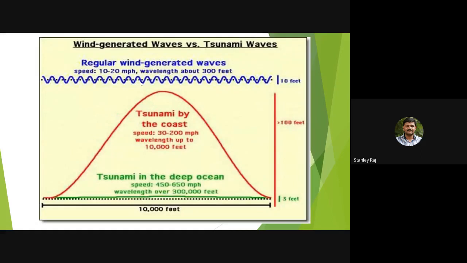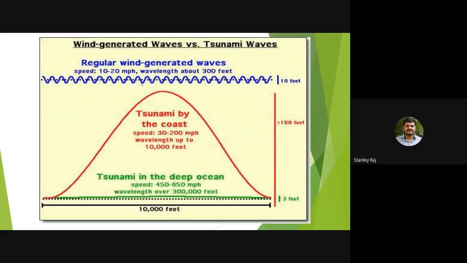Tsunami buoys are available on the sea, in some of the Pacific Ocean and inside the ocean. They have their own tsunami buoys that record the height of the waves, so every time it records the height. If there is any disturbance in the height, it will measure it and immediately inform the coastal zone to alert the people. Regular wind-generated waves are around 10 to 20 meters per hour.